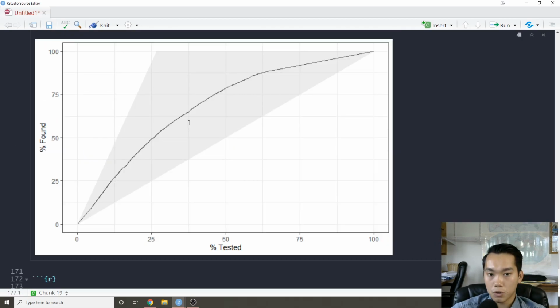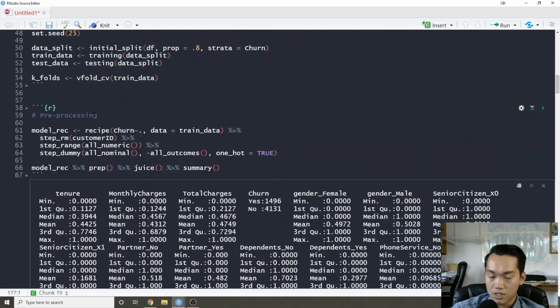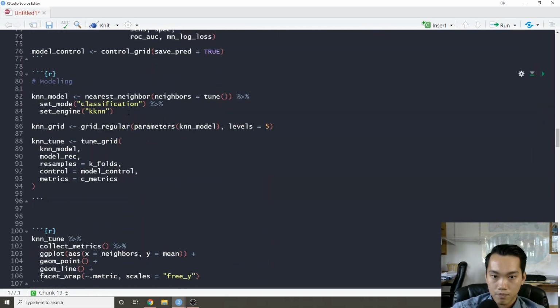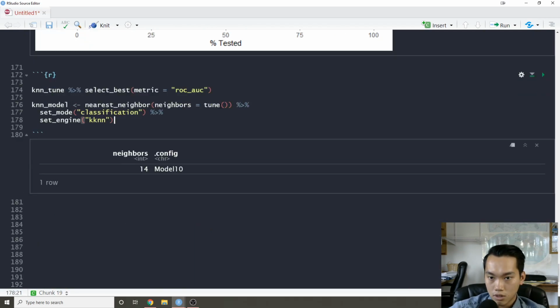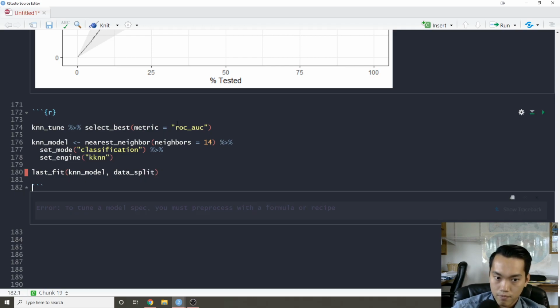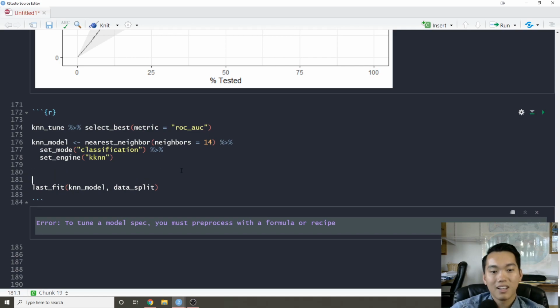So neighbors of 14 has the best ROC AUC score. So what I'm gonna do is go to our model, I'm gonna select this. So 14, so neighbors is equal to 14. I'll say last fit KNN model, and then was it data split? What is it? You must process with. Oh yeah. Sorry, sorry. Geez.